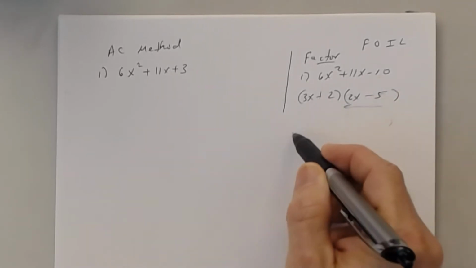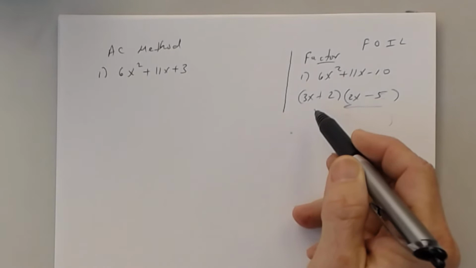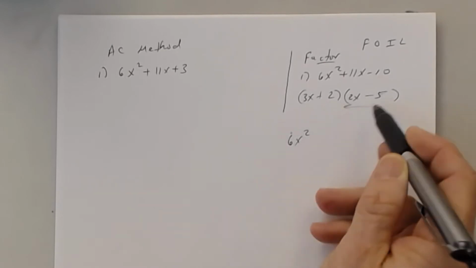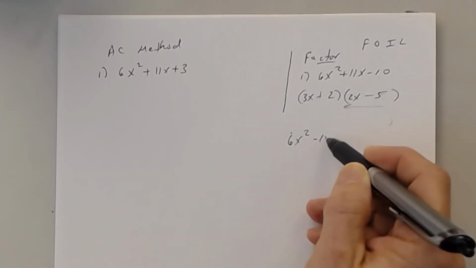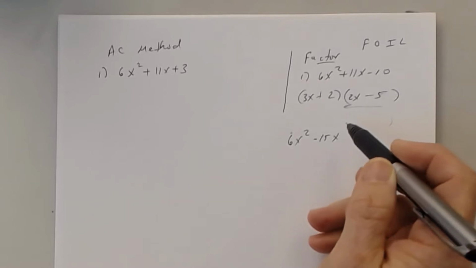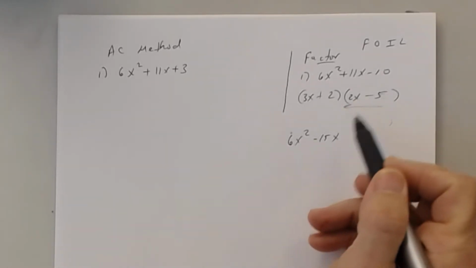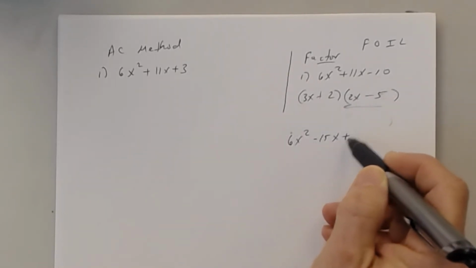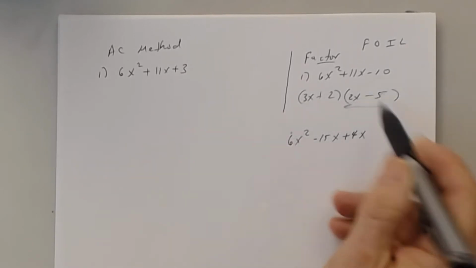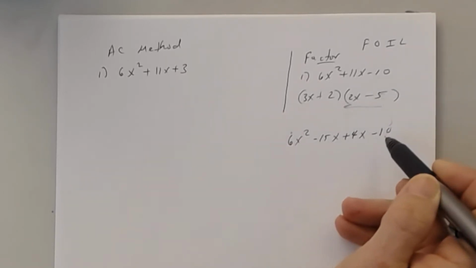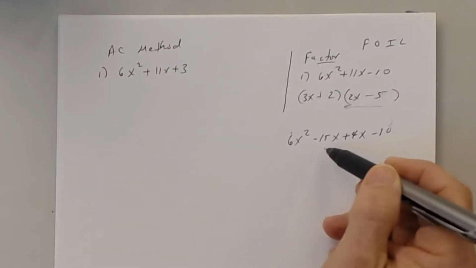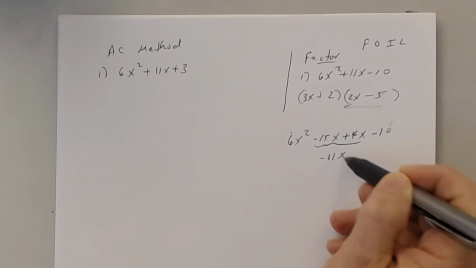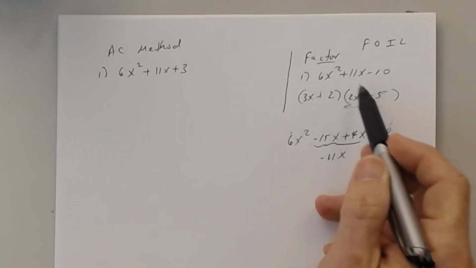So what's my first? 3 and 2. What do you get when you multiply them? 6x squared. What's the outer? Negative 15x. Okay, that's important. Now, some of you still have an issue with multiplication. A positive times a negative is a negative. What's the inner? 4x. What's the last? Negative 10. Okay? But you have to combine like terms. What do I get when I combine these like terms? Negative 11x. What did I want? Positive. So those are opposites.